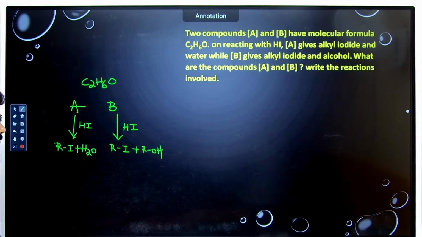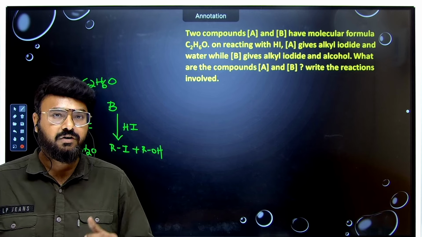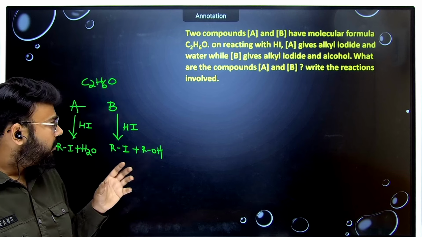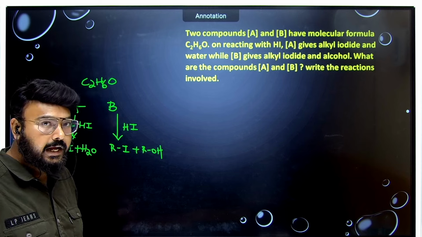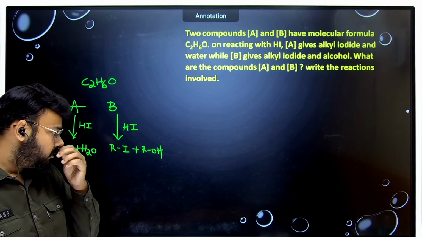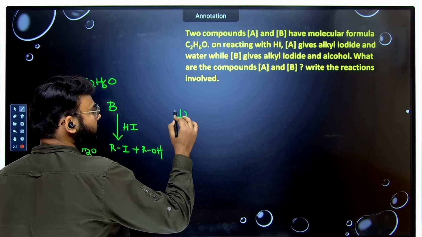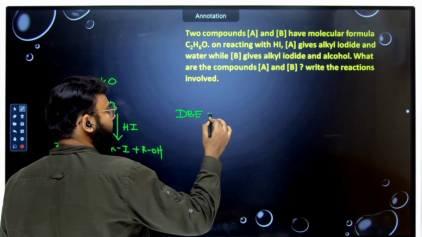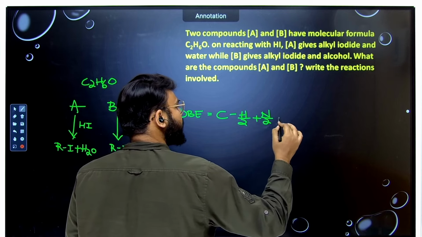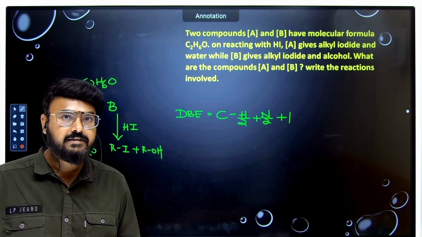First of all, we need to think of a functional group which contains only one oxygen. So it could be aldehyde, it could be alcohol, it could be ether. In order to understand exactly what compound it is, first we need to check for a double bond, because we know aldehyde contains a double bond. For that we will use the formula double bond equivalence, DBE: carbon minus hydrogen by 2 plus nitrogen by 2 plus 1. This is to check whether there is a double bond or not, so we can understand whether it is an aldehyde or not.